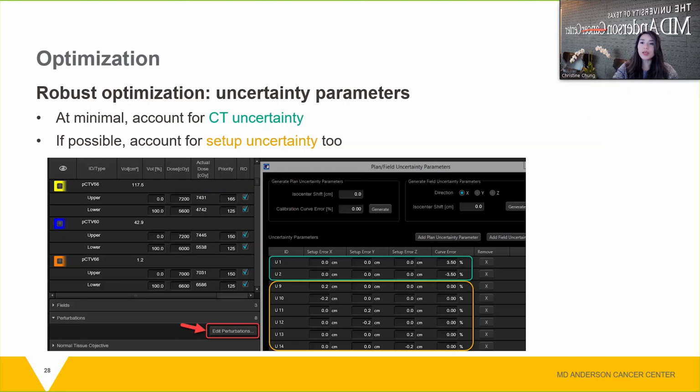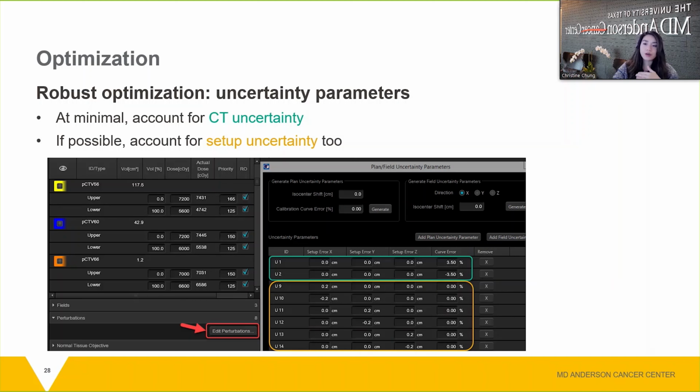Okay, so in order for the optimizer to account for the uncertainties, you need to first add them into it. These are called perturbations in Eclipse, and you just click on Edit Perturbations, and it pops up this window. The 3.5% is the CT uncertainty. In this particular case, I used 0.2 centimeters for the setup uncertainty, but I did use 3 millimeter uncertainty when I assessed the quality of the plan. But this just helps with the optimization.